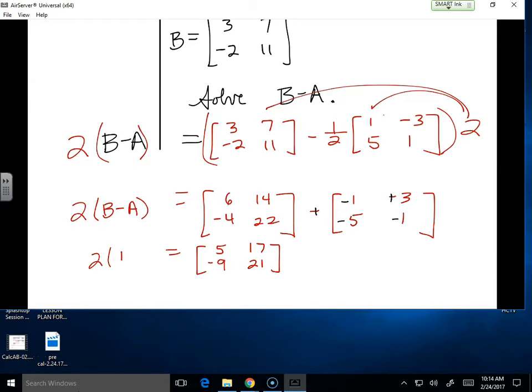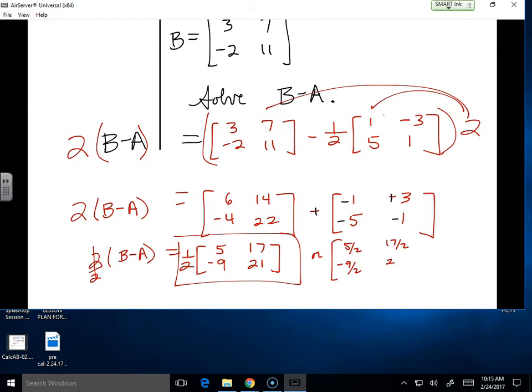So now I have 2 times b minus a. Now what do I do? Divide by 2, aka multiply by 1/2. You could leave it like that and say, dun dun dun. Or if you were trying to make it match, you could think about what would happen if you brought it in to 5 halves, 17 halves, -9 halves, 21 halves. Either way. Kristen, go ahead.